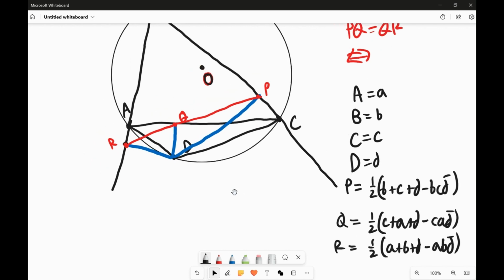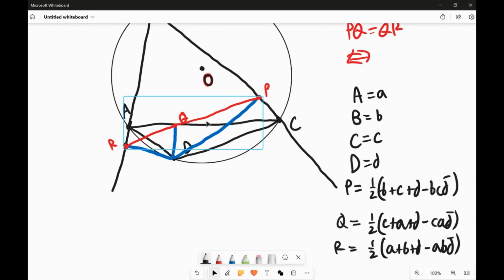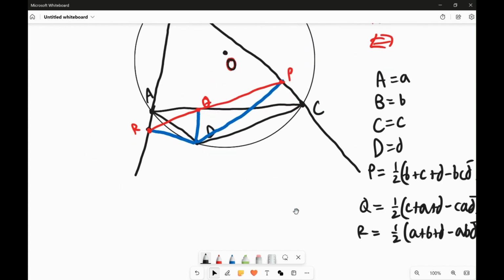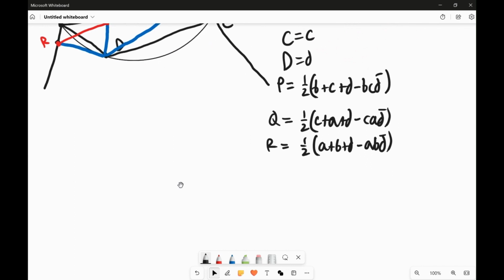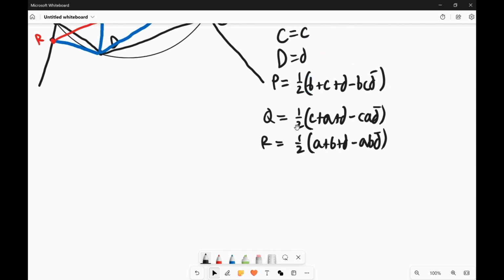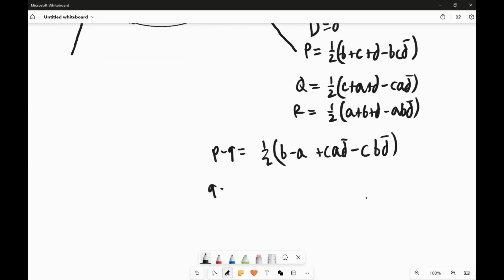And what we want to show is that PQ is equal to QR, or that P minus Q has the same magnitude as Q minus R. So if we subtract P and Q, we get P minus Q is equal to 1/2 times, then the C's cancel out and so do the D's, so we get B minus A plus CAD conjugate minus CBD conjugate. And then Q minus R is equal to 1/2 times, then the A's cancel out, so do the D's, so we get C minus B plus ABD conjugate minus CAD conjugate.